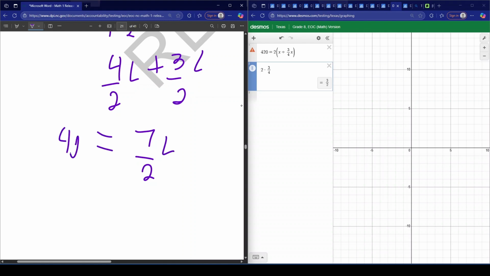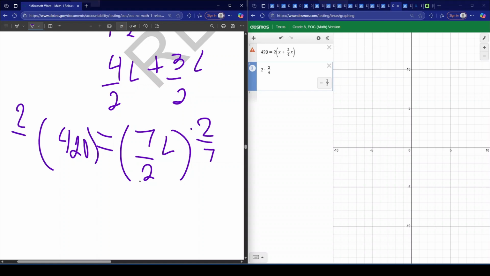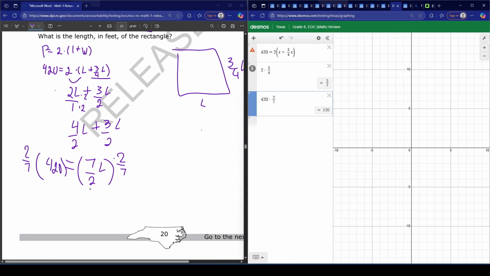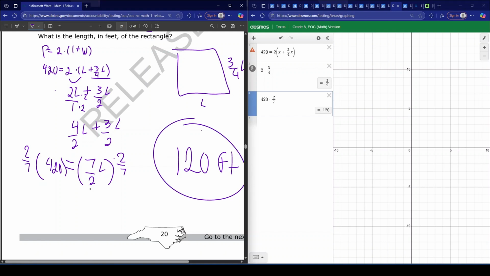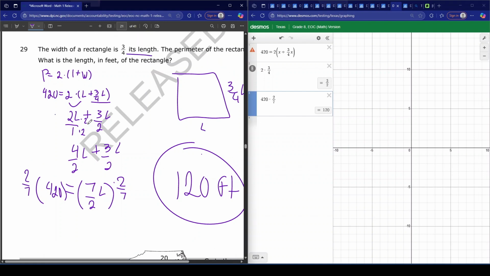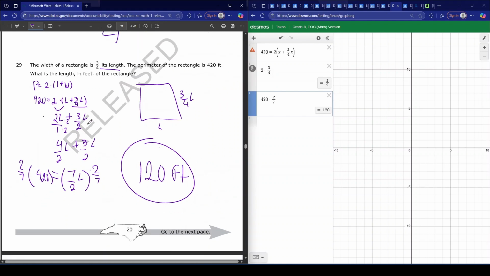equals 420. But we want L to be isolated by itself, because we have to find L. All we have to do is multiply by 2/7 on both sides. On Desmos, if we do that, 420 times 2/7, it's 120. So that's our answer, 120 feet. There we go, and that's as easy as it will get. I just recommend that you remember all the perimeter and area formulas for every shape, because it might come up.